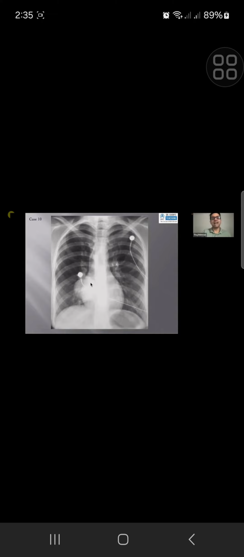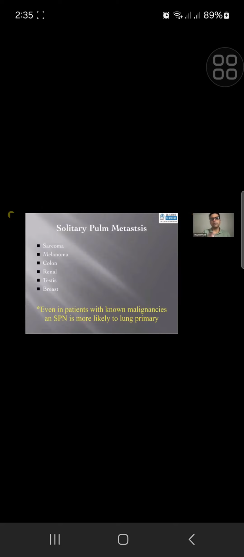Thank you. Yeah. So this is just a solitary pulmonary nodule. The most common differential is lung cancer, but this could be a metastasis. And solitary pulmonary metastasis, these are the differentials. But the literature says that even in patients with known malignancies, an SPN is more likely to be a lung primary. Yeah, okay, I'll go to the next case.